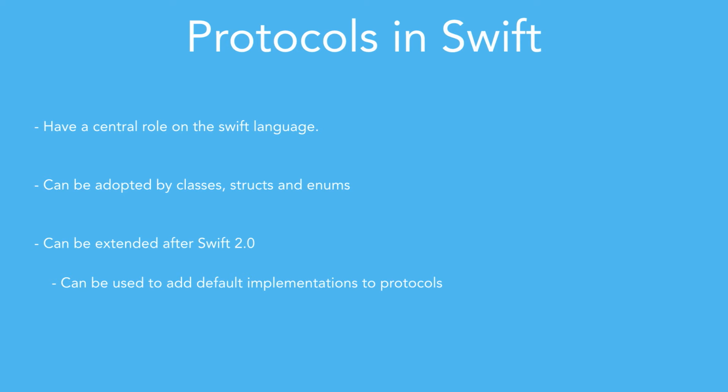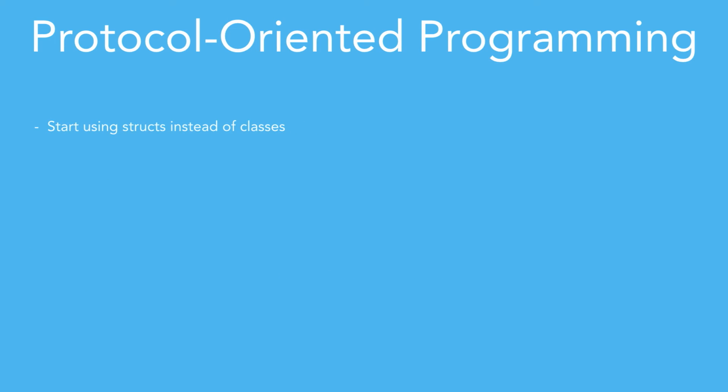In Swift, Apple suggests that we apply this paradigm like this. First, start using structs instead of classes. This would prevent implicit sharing and would help maintain value semantics. Second, use protocols to add behavior to those types.